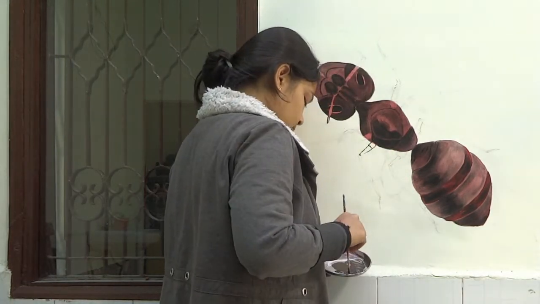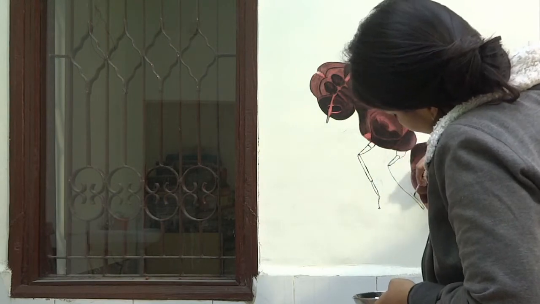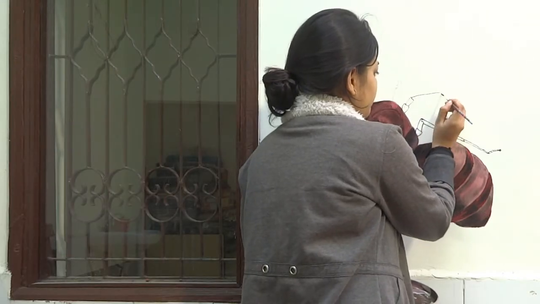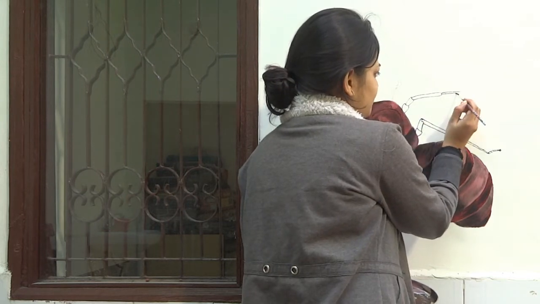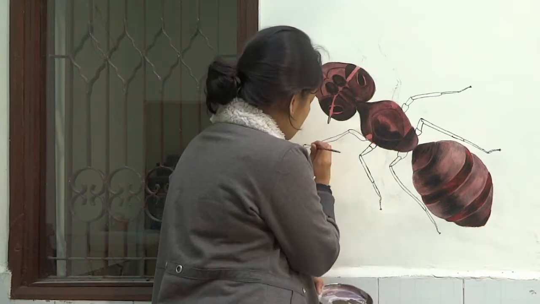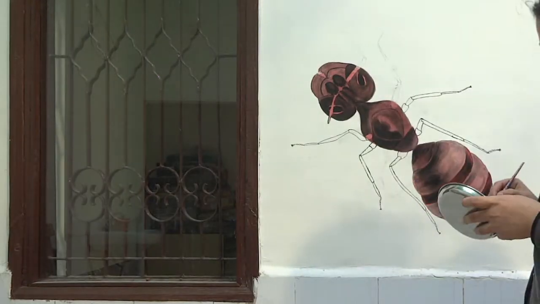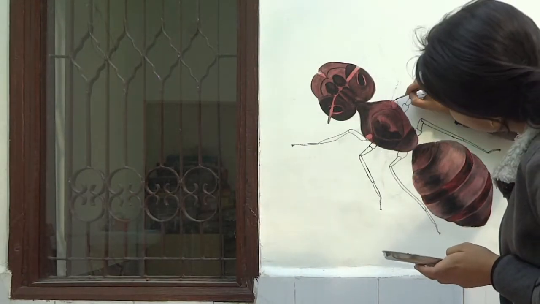Since I'm making this, I have realized that ants are quite a complicated creature and they're not as simple as they appear to our eyes. There are numerous small parts in an ant, especially the legs. They are divided into so many small parts. They have so many joints in them.